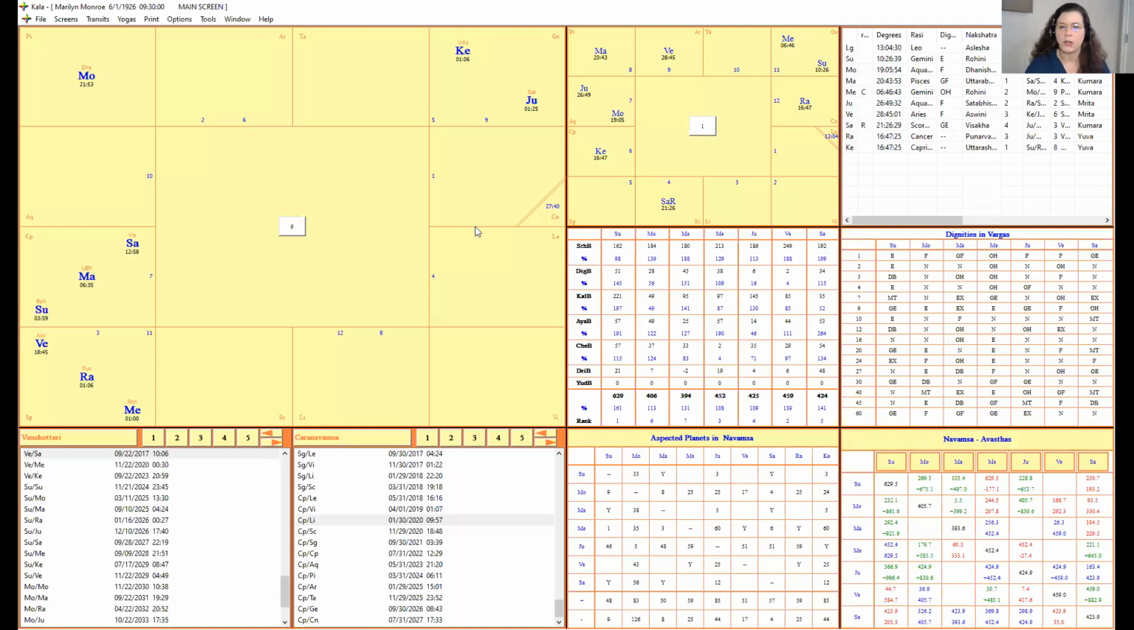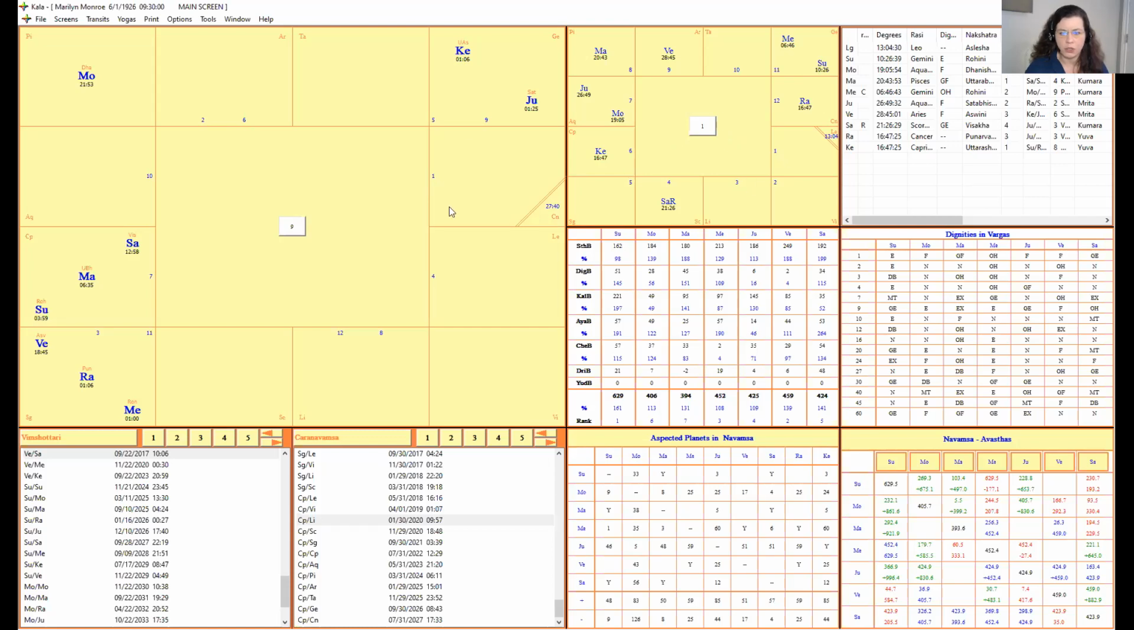And let's first look here at her Rashi chart. She has a Leo Lagna. She has Saturn retrograde in Scorpio. She has Ketu in Capricorn, Jupiter and Moon in Aquarius, Mars in Pisces, Venus in Aries, Mercury and Sun in Gemini, and Rahu in Cancer.